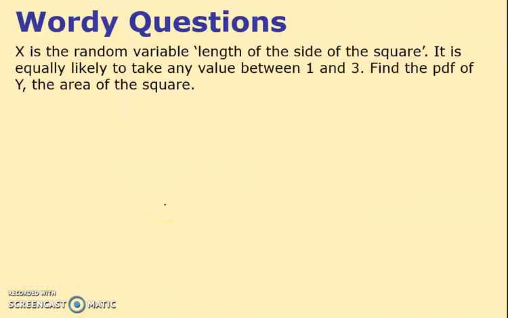And I suppose wordy questions are likely to come up on these as well. I've certainly seen them quite a lot in the exams, often the very last question of the exam. X is a random variable, the length of the side of a square. Okay, fair enough. It is equally likely to take any value between 1 and 3.